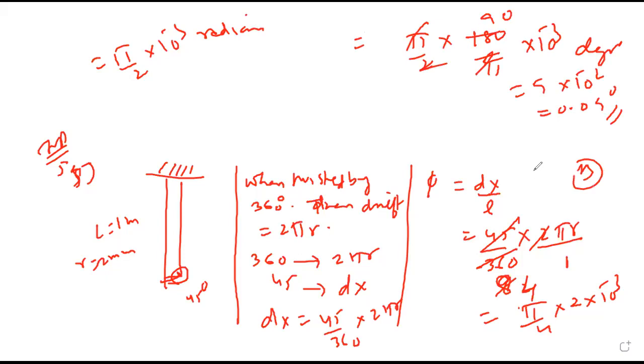Option B. Yes, followed? What is the concept behind this? If this is a cylindrical wire, when you are twisting it, it will move by 2 pi r for 360 degree. So how much will be the drift for 45 degree? That logic I did by the unitary method and then proceeded.